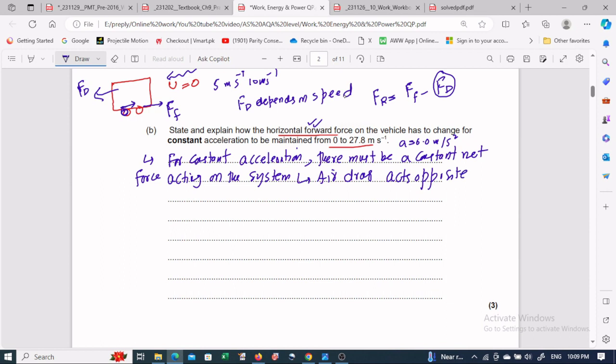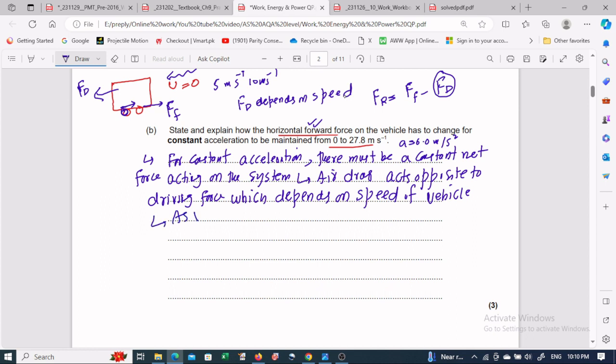Air drag acts opposite to the driving force, and this drag force depends on the speed of the object or speed of the vehicle. As you increase the speed, the drag force also increases, its magnitude increases. So if the drag force, that is the opposite force, is increasing, it means the resultant force should decrease.